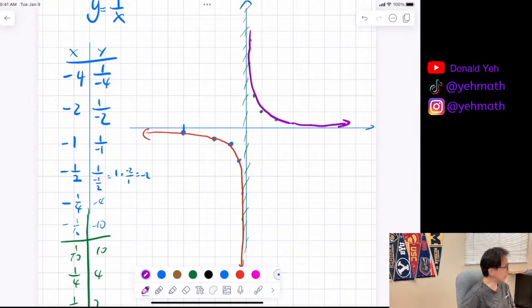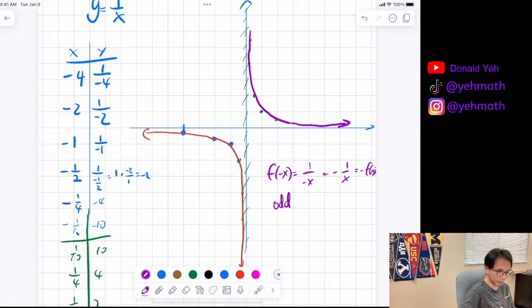Now, what is this type of function? Is it even or odd? How do you know it's odd? You plug in negative x, remember? It's 1 over negative x, that's equal to negative 1 over x, which is negative of f of x, which is an odd function. Is that okay?